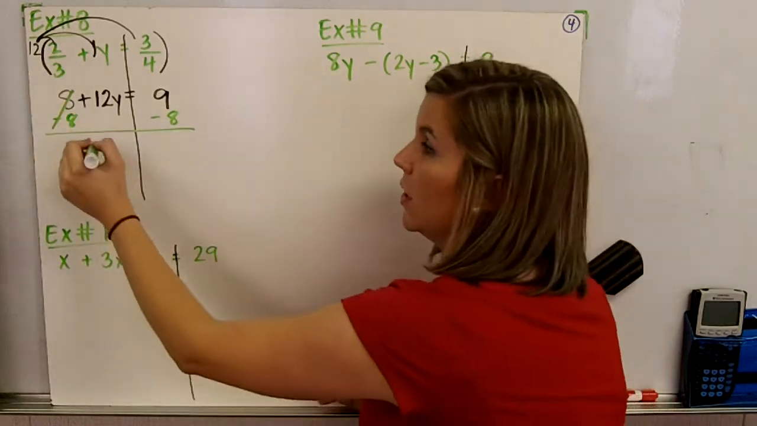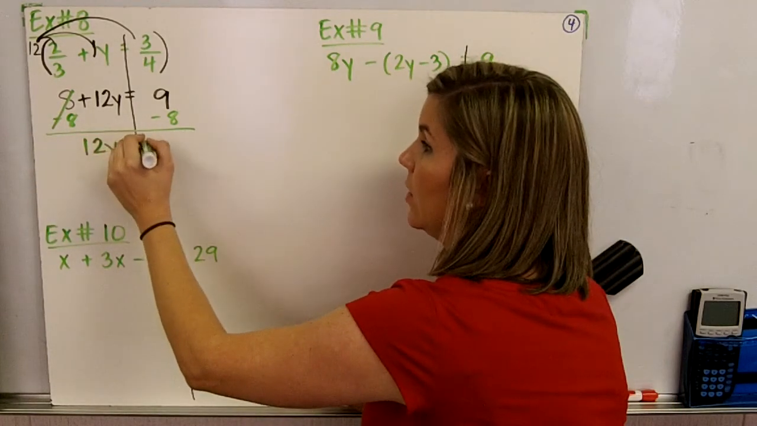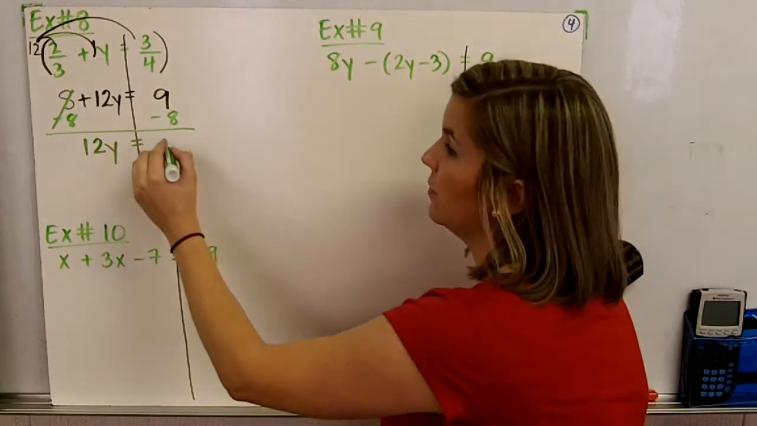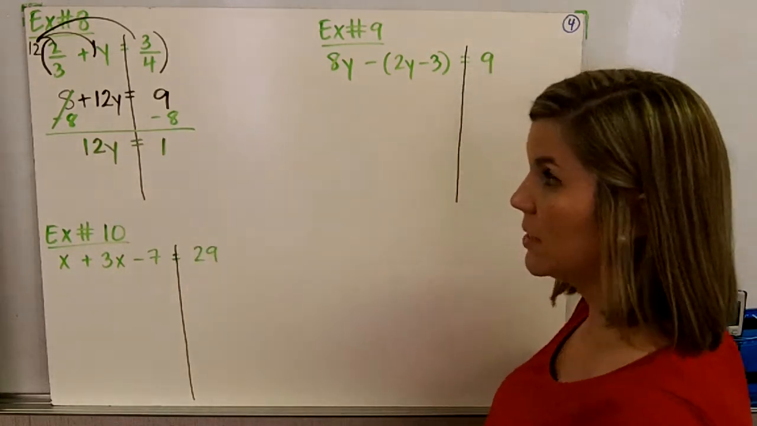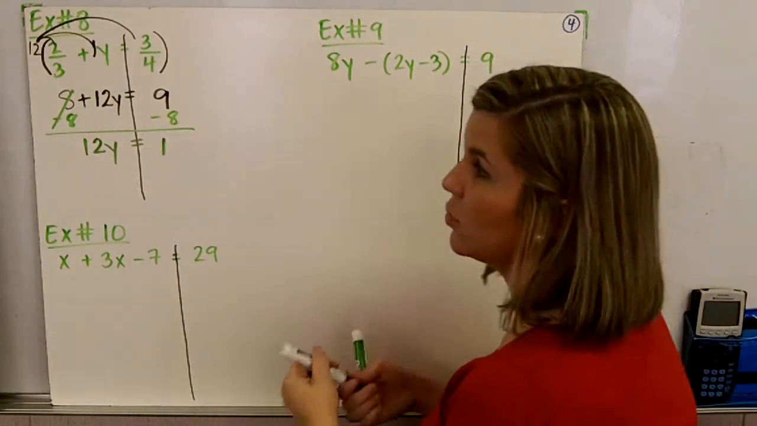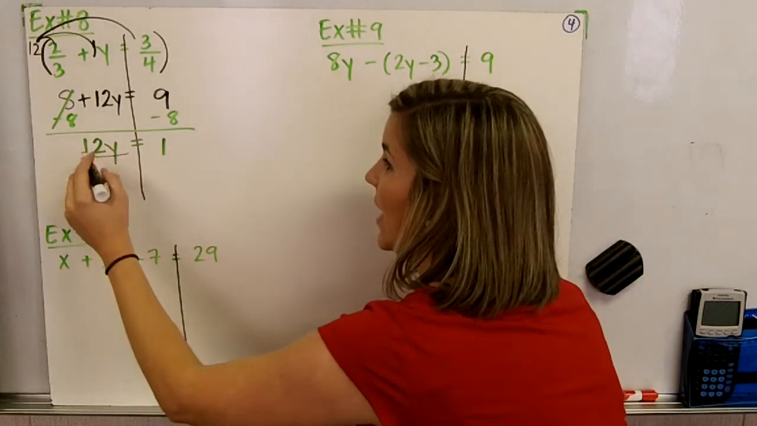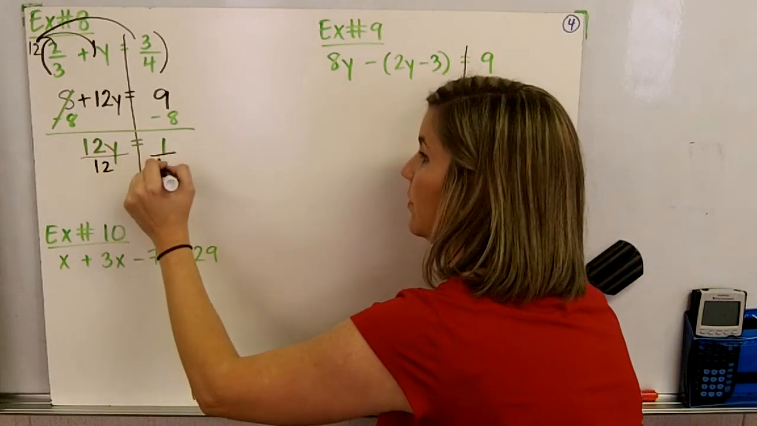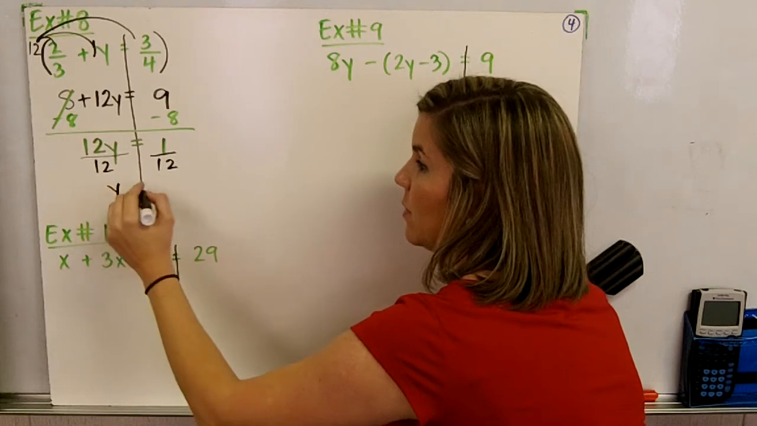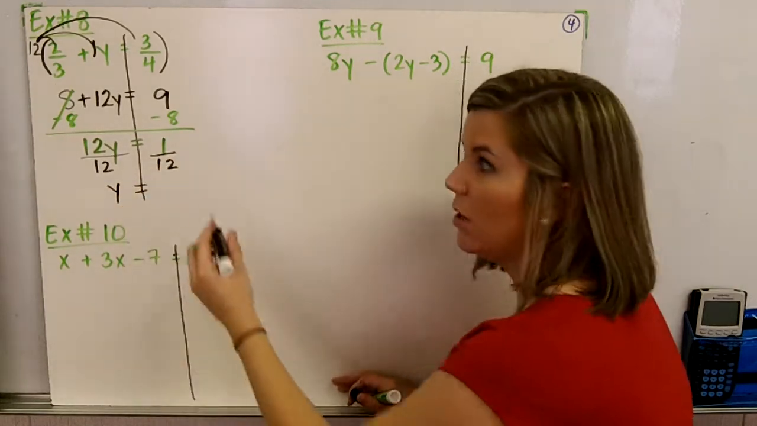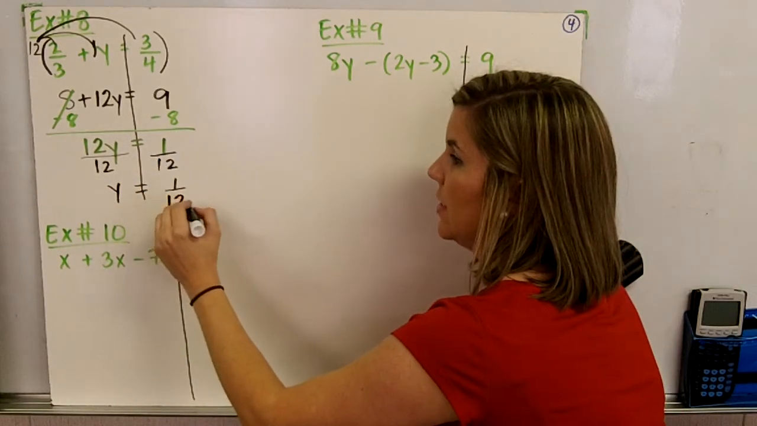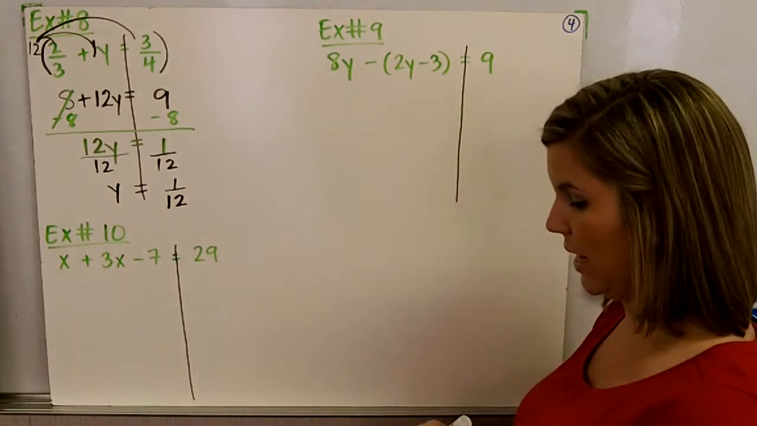8's cancel. I have 12y equals 9 minus 8 is 1. To get rid of the 12 in front of the y, this is 12 times y, so I'm going to divide, which is the opposite. And that gives me y equals 1 divided by 12. It doesn't go in evenly, so let's leave it as the fraction, 1/12. Y equals 1/12.